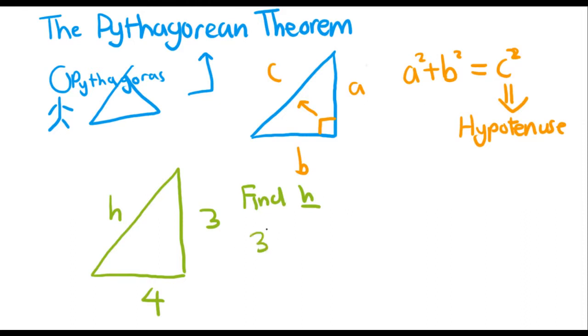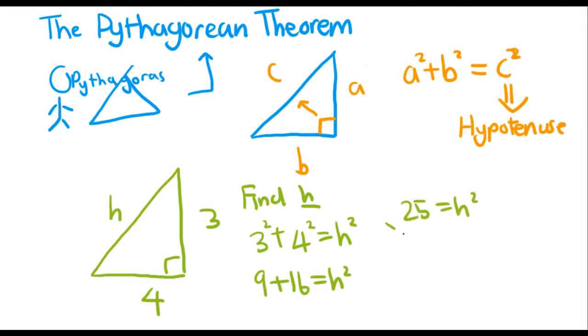3 squared plus, this is a right triangle, 3 squared plus 4 squared equals h squared. So 9 plus 16 equals h squared. So 25 equals h squared, and we just square root both sides. And this means that 5 equals h. h equals 5. So we can know that h equals 5.